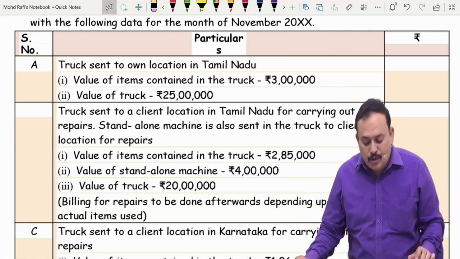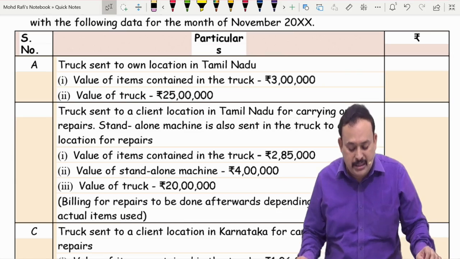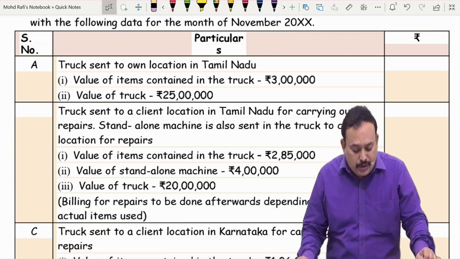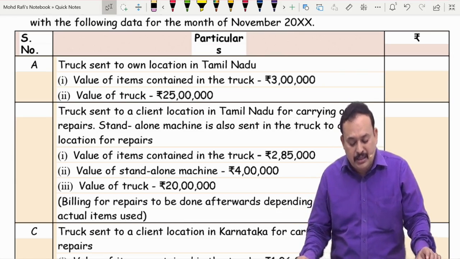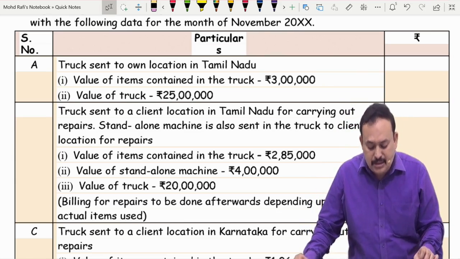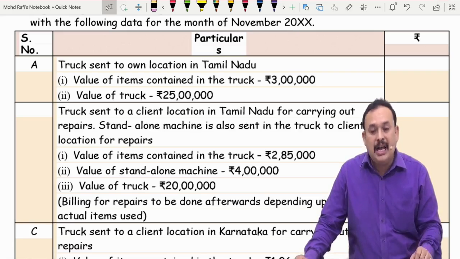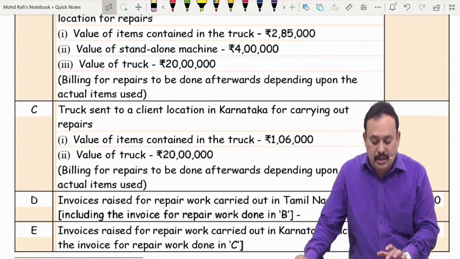Truck sent to the client location in Tamil Nadu for carrying out the repair. Standalone machine is also sent in the truck to the client location for repair. Value of items contained in the truck 2,85,000 rupees. Value of the standalone machine 4 lakhs. Truck 20 lakhs. Billing of repairing done afterwards depending upon the actual items used.